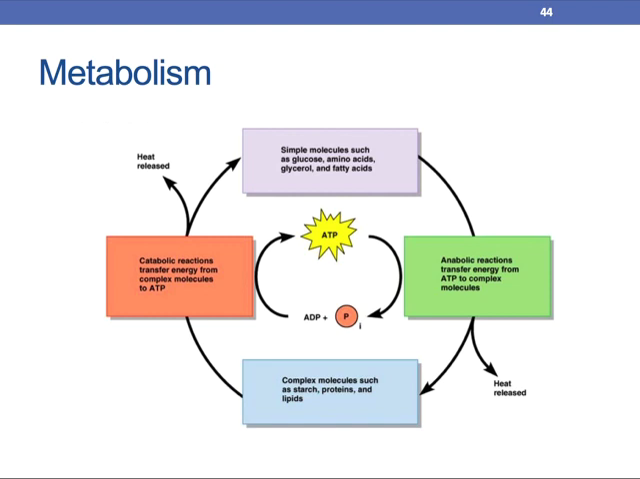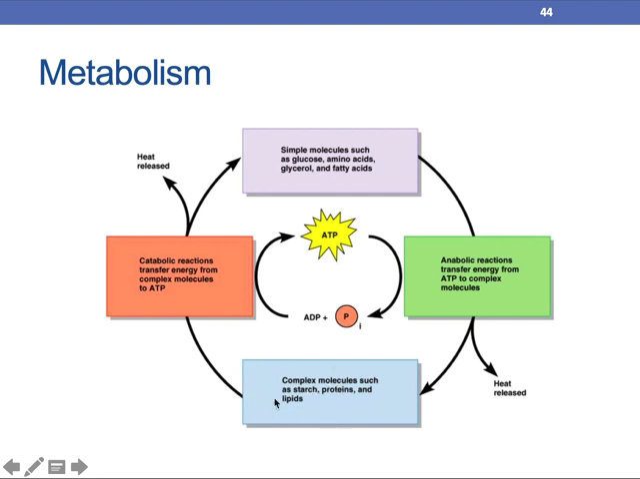Metabolic processes are like a chain reaction. One feeds the other. So a catabolic reaction is connected to an anabolic reaction. And what I mean by that is this. You have simple molecules like glucose and amino acids, and these molecules are then joined together to form complex molecules. In the process, heat is released, energy is used. So ATP is then used, and it becomes ADP plus phosphates.